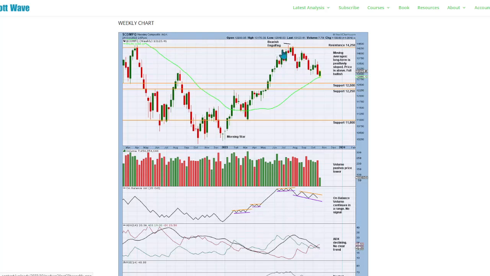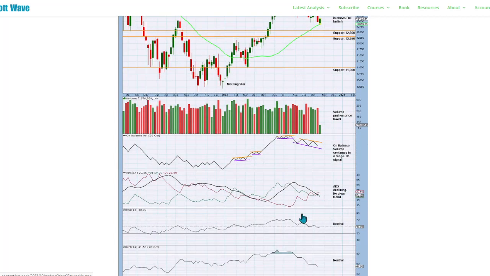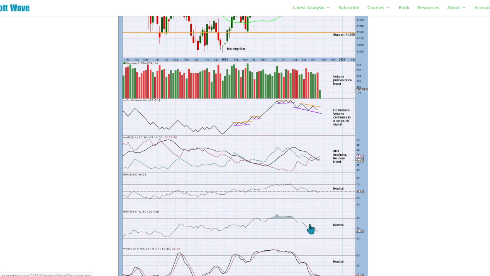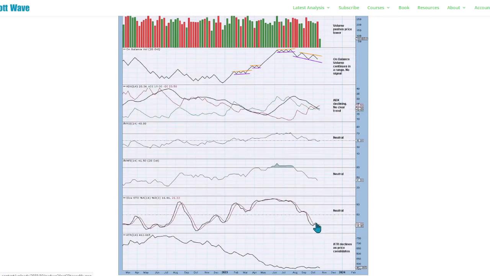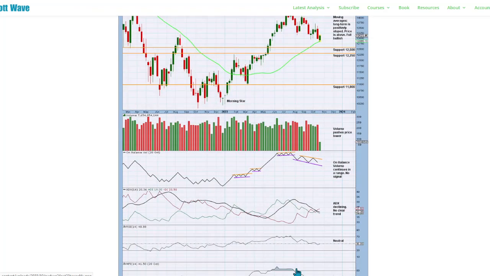On the technical weekly chart, price continues to consolidate with overall declining volume, though volume did push price lower at the end of last week. On-balance volume continues in a range with no signal. ADX declines, showing no clear trend, with RSI and money flow both neutral and stochastics just entering oversold. ATR overall declines as price consolidates, which is standard movement.